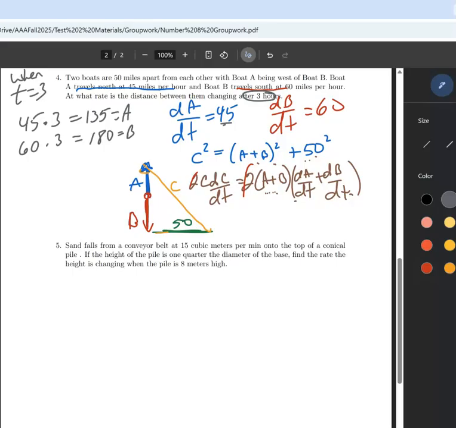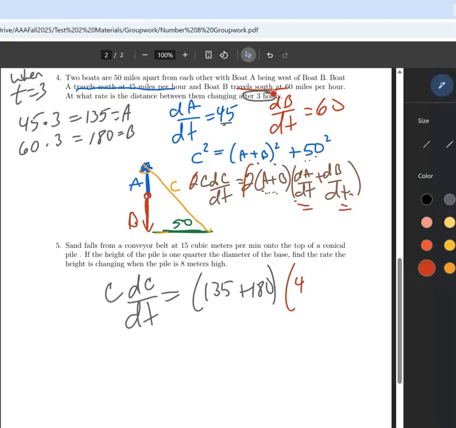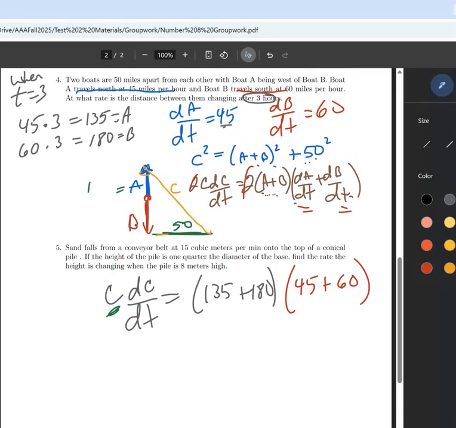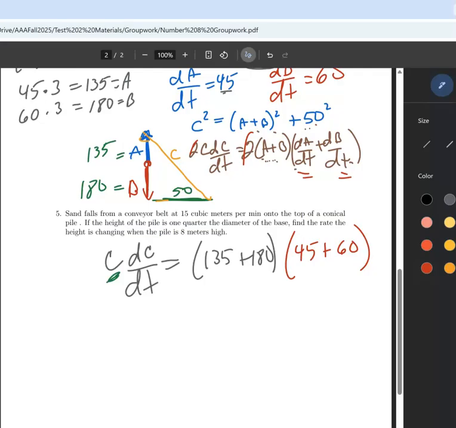So let's plug those things in. So I'm just going to carry it down here. So I have C dC/dt equals, so A plus B will be 135 plus 180. And then, oh, you know what these things are, right? We know those, so we can just plug those in. 45 plus 60. Okay, so what's left to solve for? All we need to do is solve for the C. I know that A is 135 and B is 180. I think we can just use Pythagorean theorem, right?